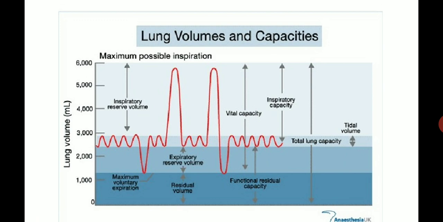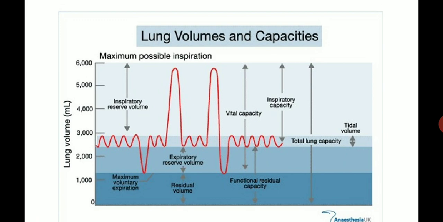Some tidal air is left in the respiratory passages such as trachea and bronchi where no diffusion of gases can occur, that is equivalent to 150 ml. So both alveolar air and dead air space together constitute the tidal volume, which is equal to 500 milliliter.